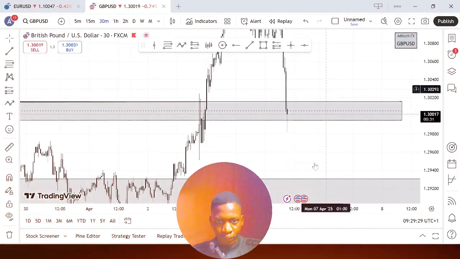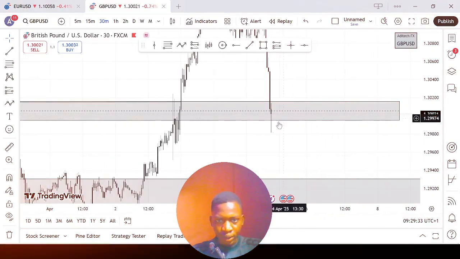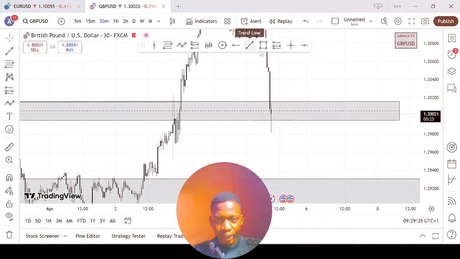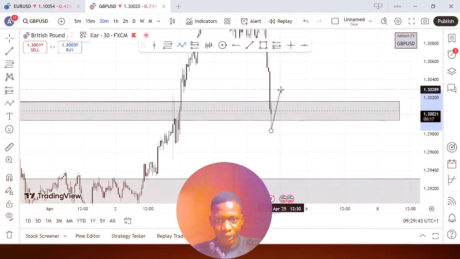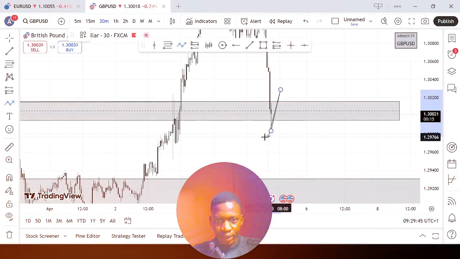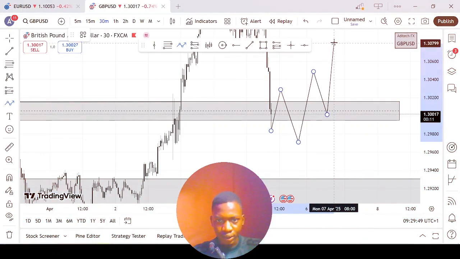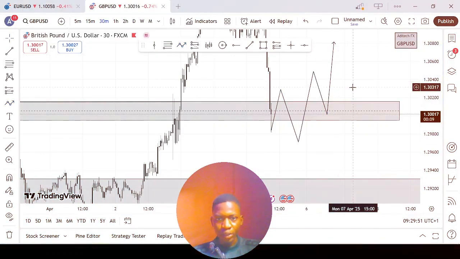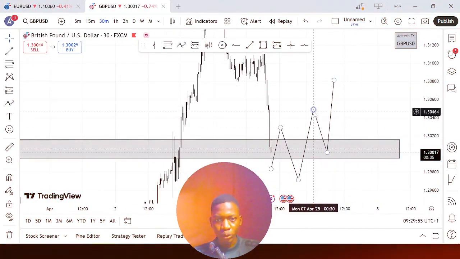So on the lower time frame, either we get a bullish engulfing candle or we get a market structure shift, something like this. If price can create another high, then sweep the low and do something like this. I hope you guys understand. So that is the confirmation we are going to use.